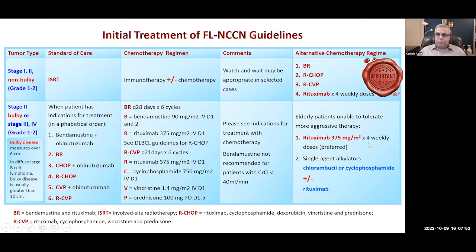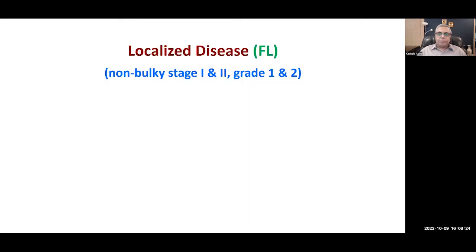Right, so elderly patients who are unable to tolerate, they have to be given this alternative regimen, rituximab, 4 weekly doses. Sorry, not 4 times weekly. Did I say 4 times weekly? It is 4 weekly doses. Okay. Then single agent alkylating agents like chlorambucil or cyclophosphamide, they cause DNA cross-linking with or without rituximab, right? So this table is good. We have got many other tables as well. All these tables are good for a quick review of the treatment, right?